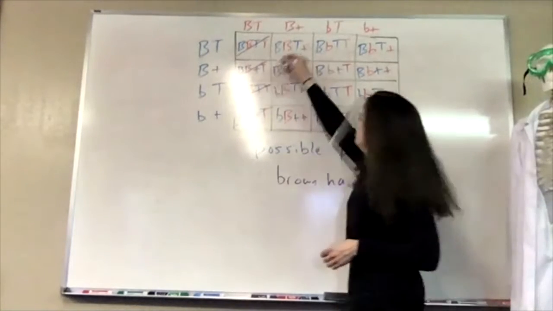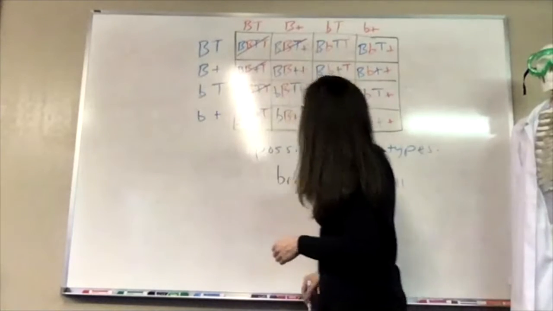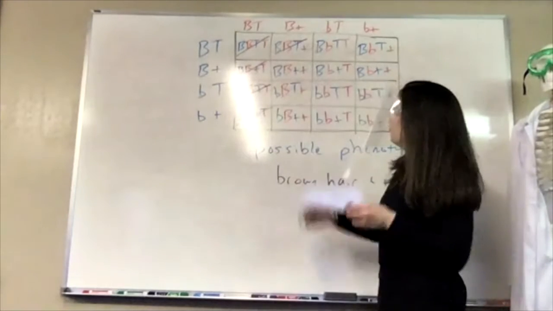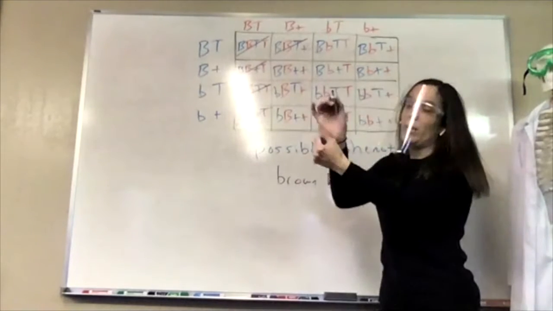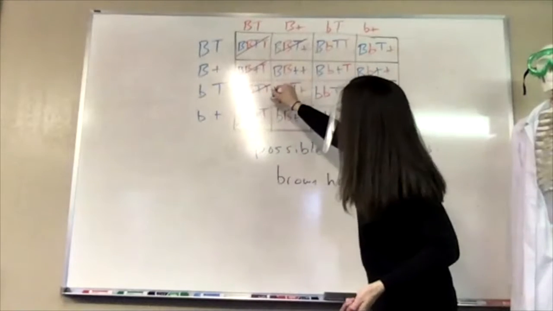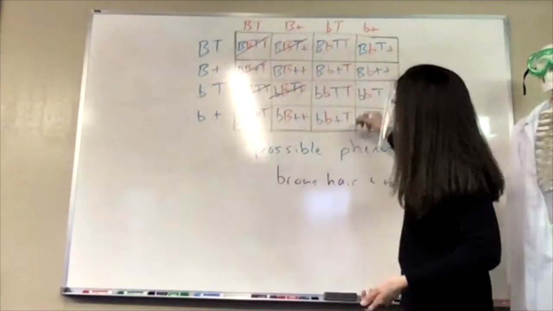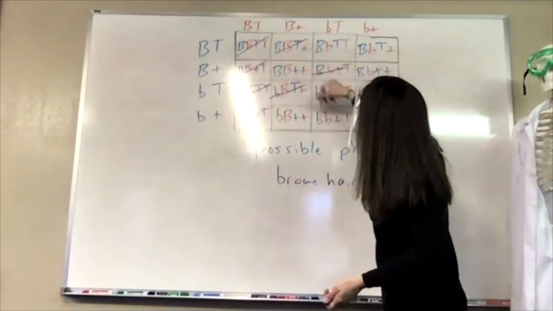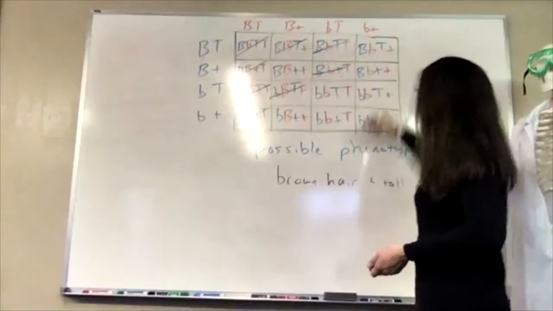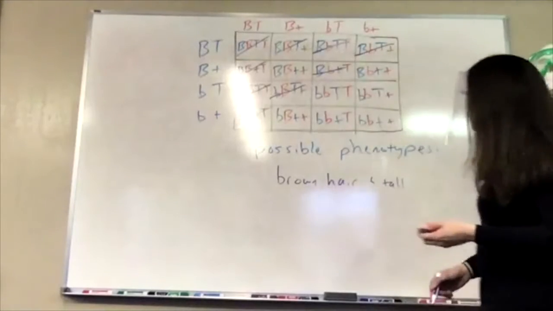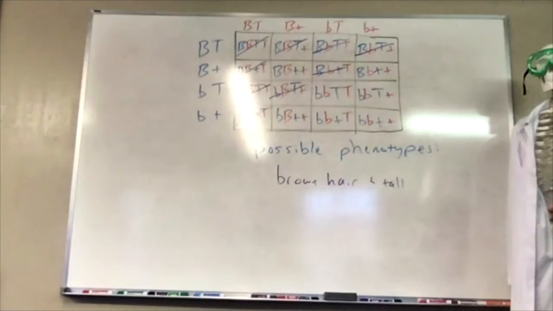This one? Yeah. That's also brown hair and tall. So anywhere you see one capital D, one capital T would be brown hair and tall. So this one also would be brown hair and tall. This one is. That one is. That one is. Did I miss any?